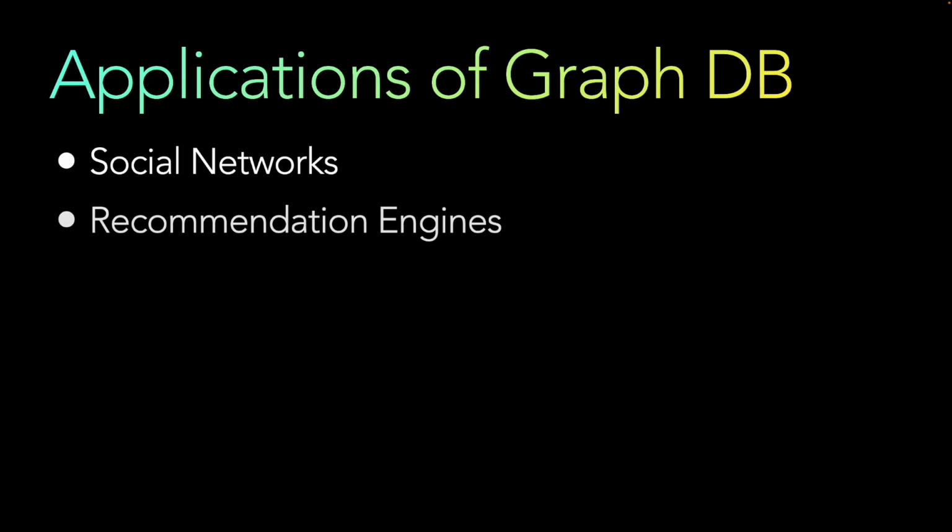The next application is recommendation engines. Graph databases can be used for recommendation engines by analyzing user behavior and recommending relevant products, services, or content based on similar relationships, right? Those kinds of patterns can be built for recommendation engines using graph databases, right?